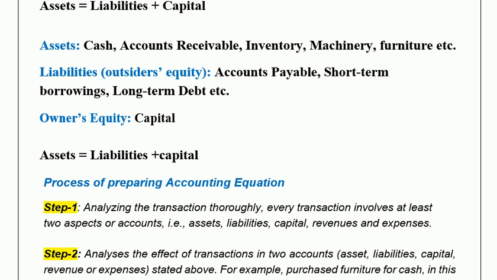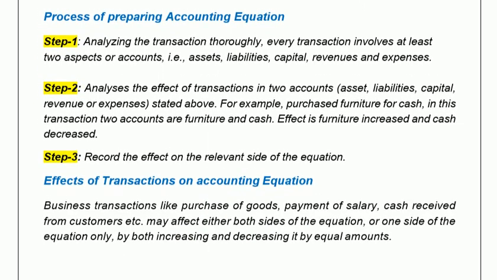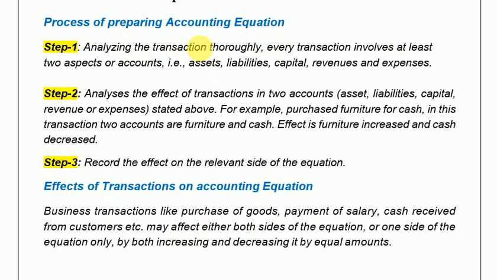Now we come to the process of preparing the accounting equation. First step, analyzing the transactions thoroughly. Every transaction involves at least two aspects of accounts, that is assets, liability, capital, revenue and expenses. Out of these five, at least two items or two aspects should be available in one transaction. Then the second step is to analyze the effect of transactions on two accounts, that is assets, liabilities, capital, revenue or expenses stated above.